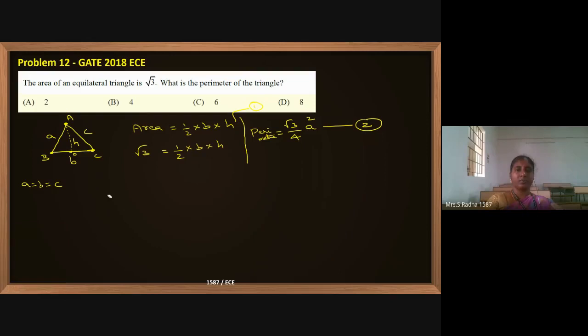This formula, half into base into height, is applicable for any triangle. So particularly for an equilateral triangle, you can also take root 3 by 4 a square. Yeah, ma'am. Area of an equilateral triangle.